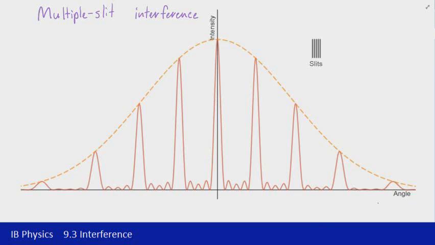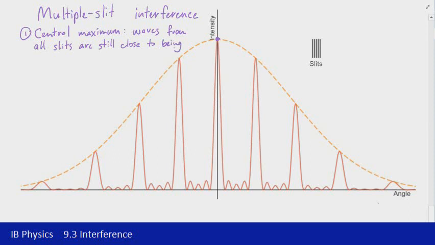So the first thing that we're going to deal with is this point here, and that's to do with the central maximum. And the key thing about the central maximum is that it's due to the interference from all of the slits. So at that particular point, the waves from all slits, in this case 5, are still close to being in phase. So that's the first point.